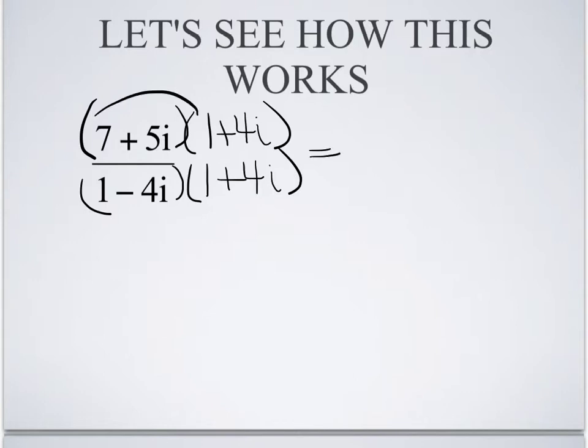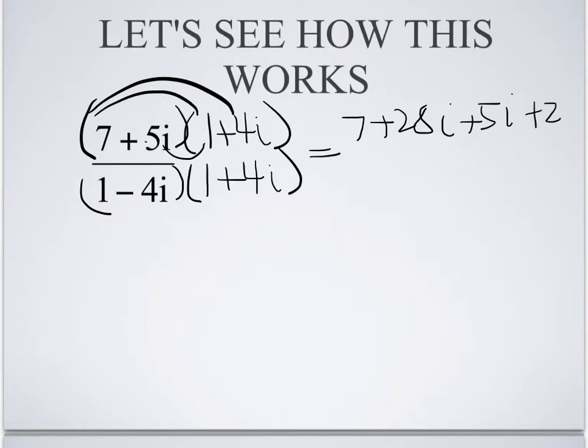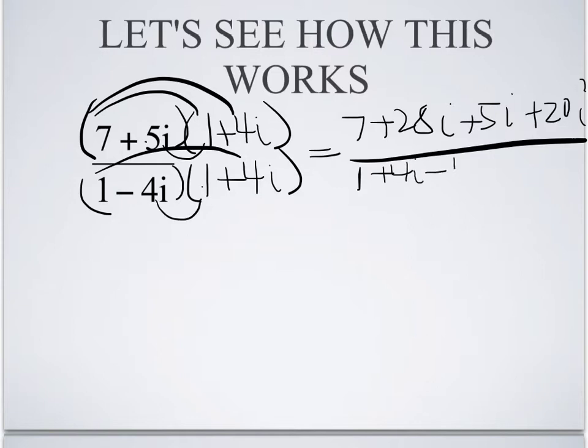So when I FOIL out the top, 7 times 1 is 7. 7 times 4i is 28i. 5i times 1 is 5i. 5i times 4i is plus 20i squared. The denominator, 1 times 1 is 1. 1 times 4i is 4i. Negative 4i times 1 is minus 4i. And negative 4i times positive 4i is negative 16i squared.